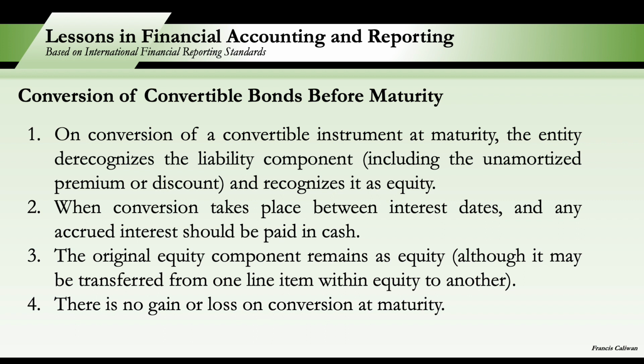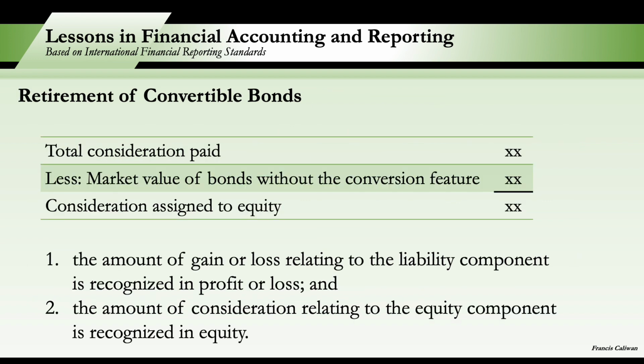And then the original equity component remains as equity, although it may be transferred from one line item within equity to another, and there is no gain or loss on conversion at or before maturity. So now let us discuss retirement of convertible bonds. When convertible bonds are retired before maturity, the proceeds from the retirement is allocated between the liability to be settled and the equity portion for the conversion feature.